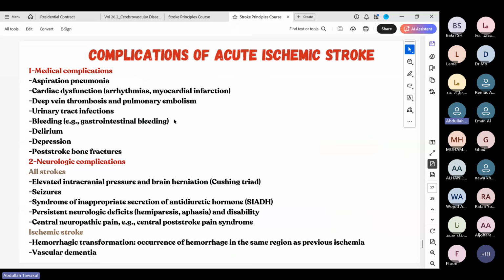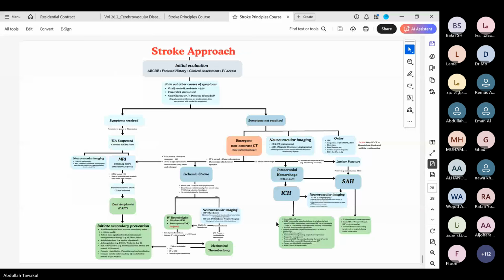طيب. After acute stroke treatment, whether the patient received IV tPA or mechanical thrombectomy, where does the patient usually go? Do we send the patient home? Do we admit the patient? And if we admitted the patient, where would the patient go? Okay, so usually after acute reperfusion therapy, whether it's IV tPA or mechanical thrombectomy, we admit the patient.